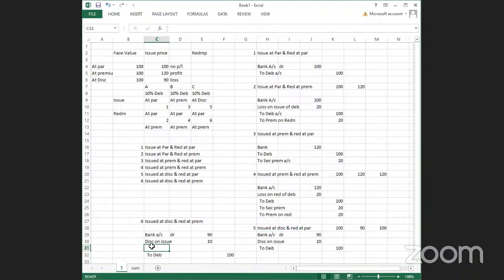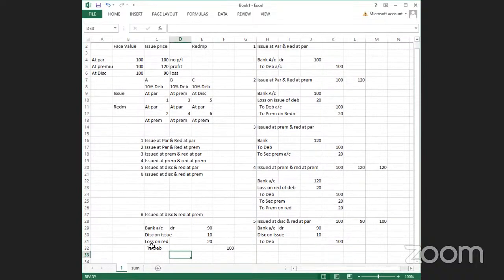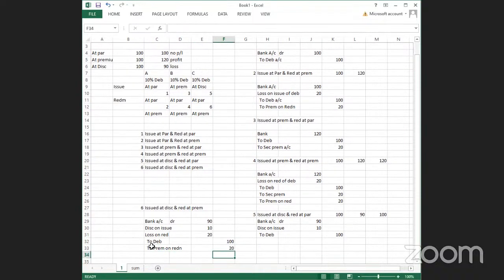So that will be booked here. Loss on redemption account debit 20 rupees. And that 20 rupees is a charge, a liability. That liability I have to create to premium on redemption, 20 rupees extra. Now, one more option is there: these two losses you can merge together. Instead of writing discount and loss separately, you can just write loss on debentures, or loss on issue is also fine. 30 rupees. So both options are available.